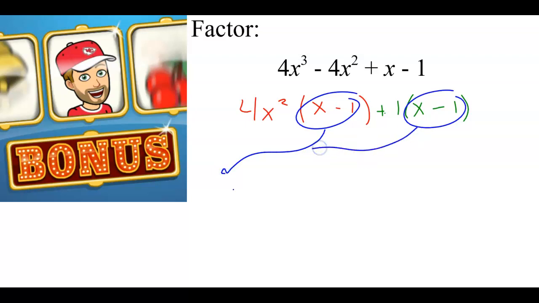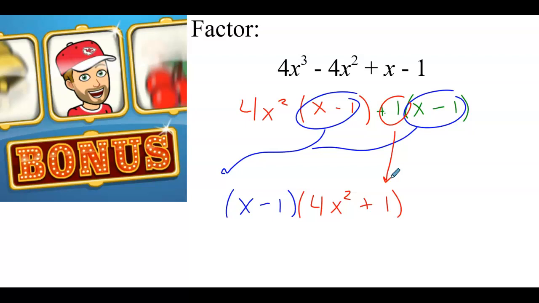So those factor out front just like before. But if you didn't realize that there was a 1 there, you wouldn't understand what to put in the second binomial. So now you can see that that should be 4x squared plus 1. There is that 1 there that's in between the x minus 1s.